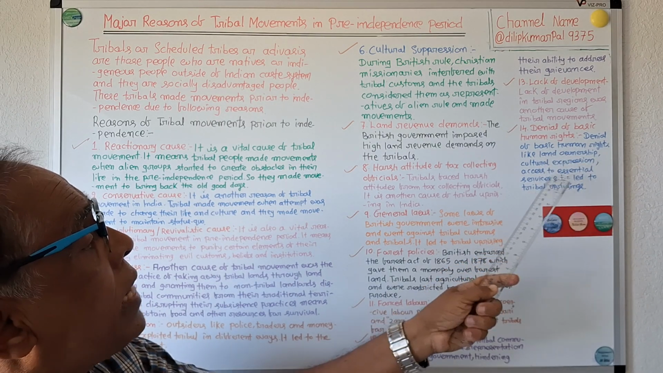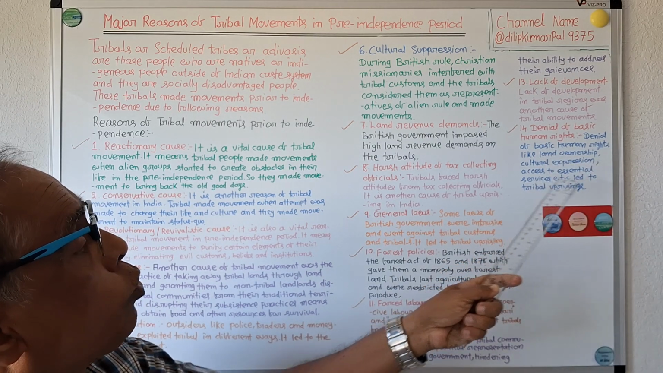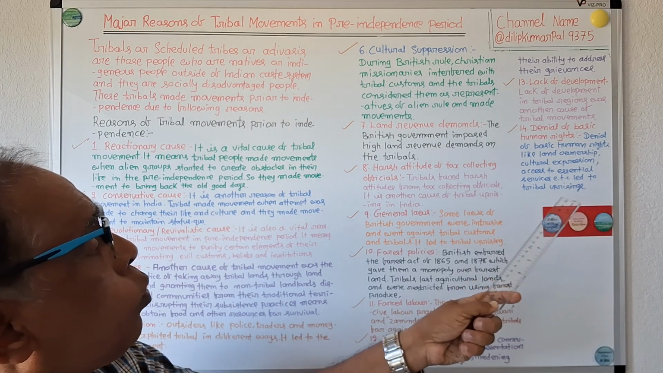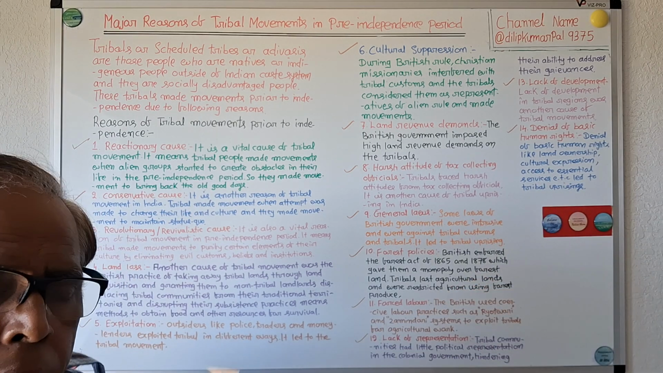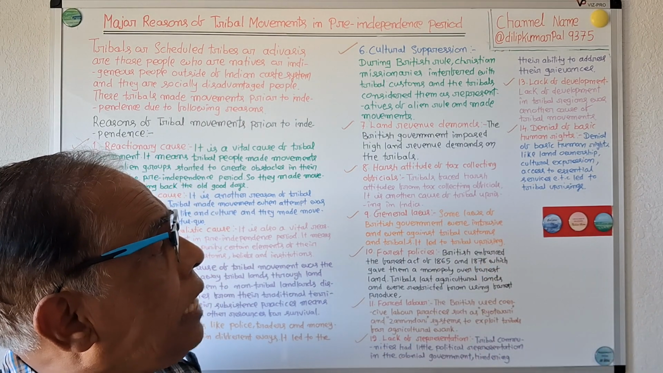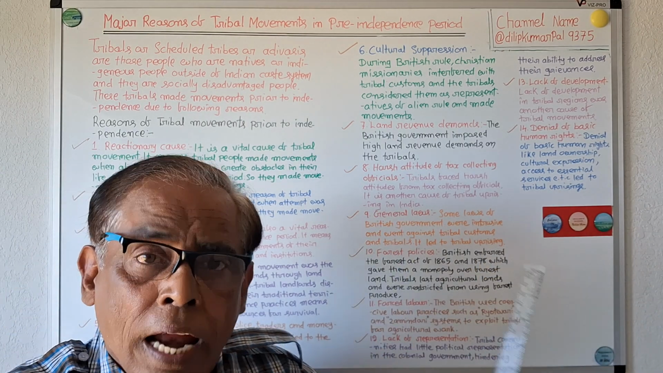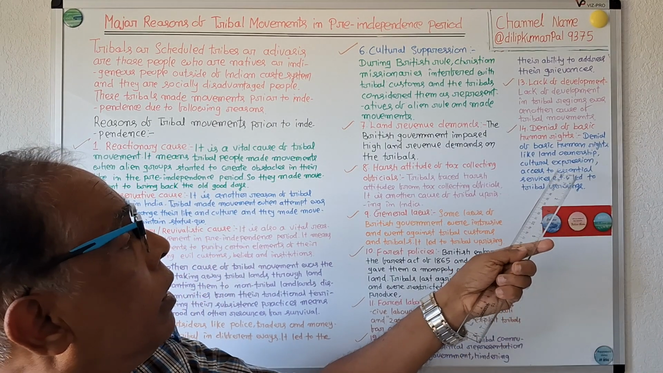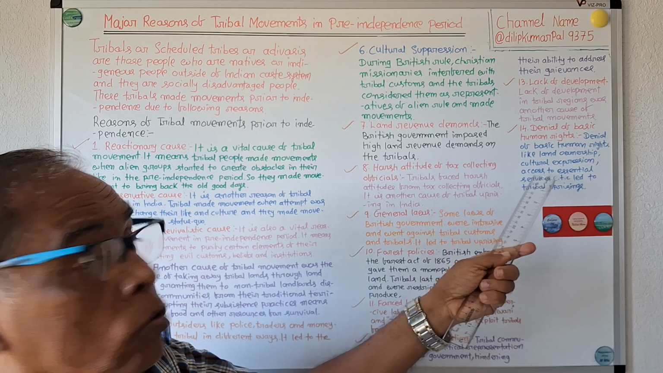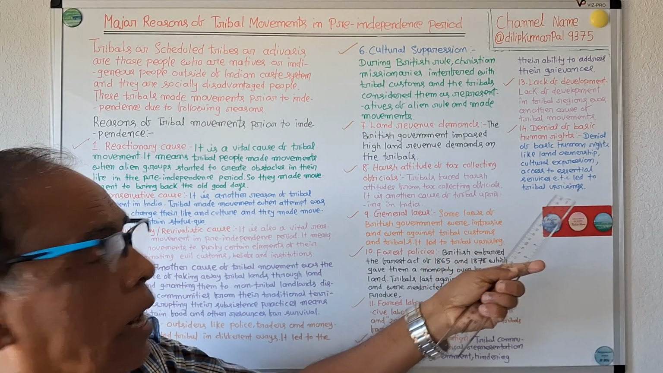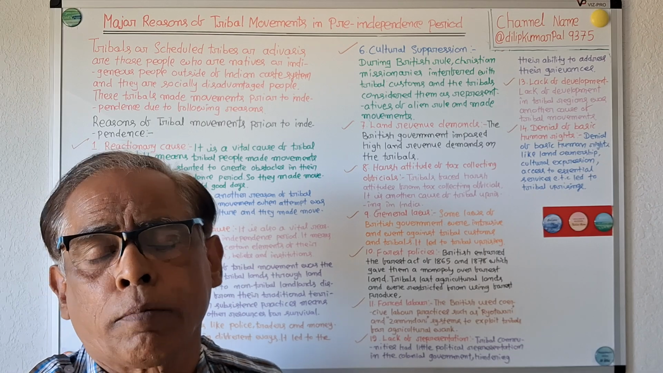Finally, denial of basic human rights. Denial of basic human rights like land ownership, cultural expression, access to essential services, etc. led to tribal uprisings. Another cause of tribal movement is denial of basic human rights. It forced tribals to make movement.